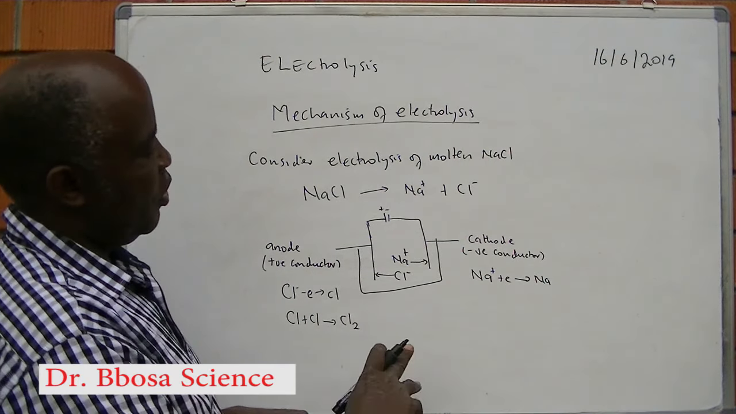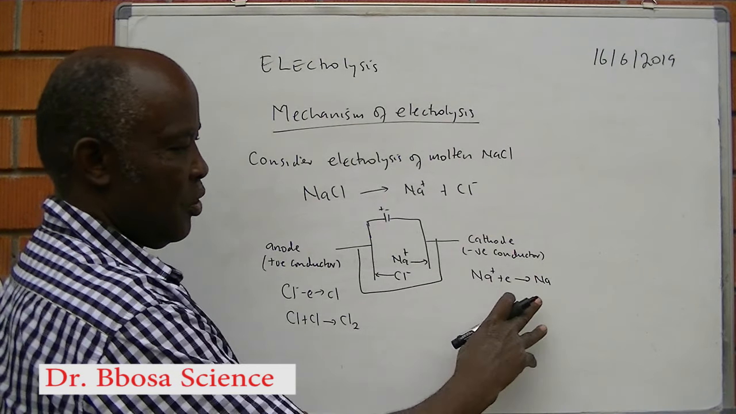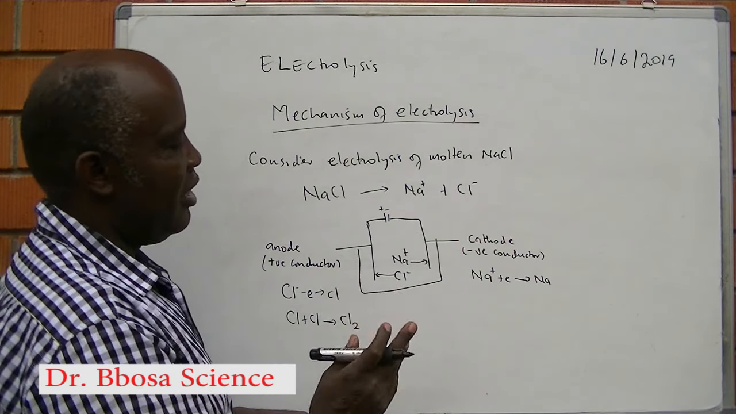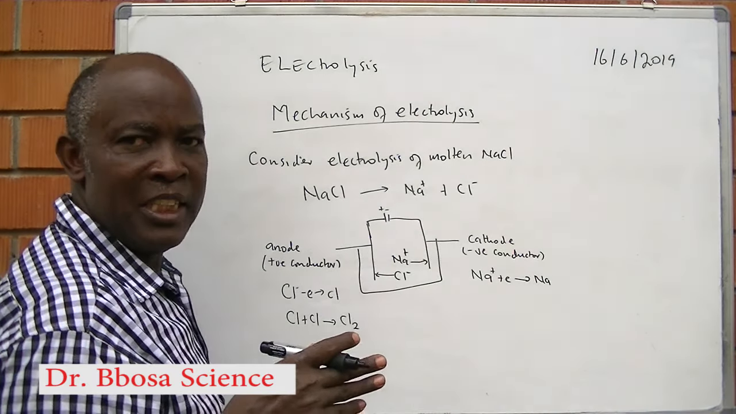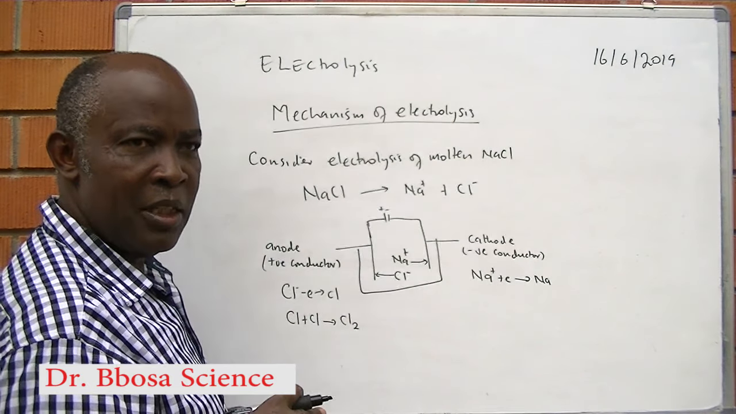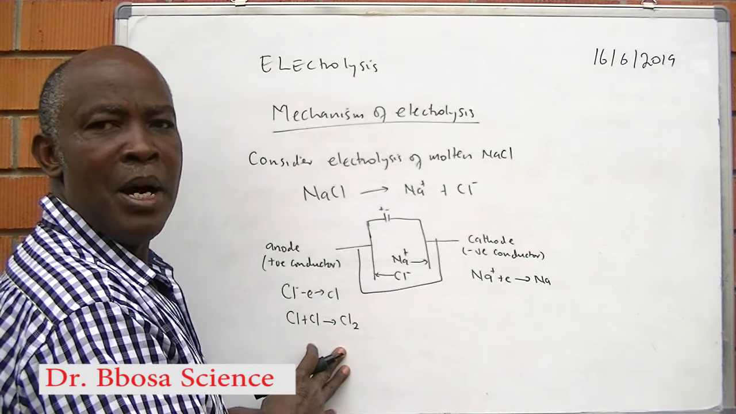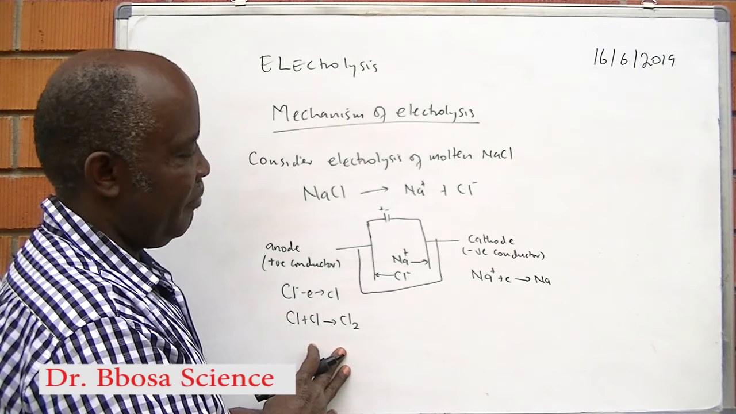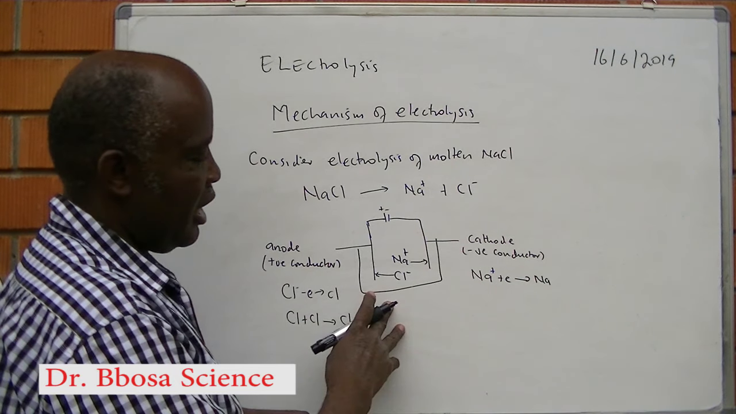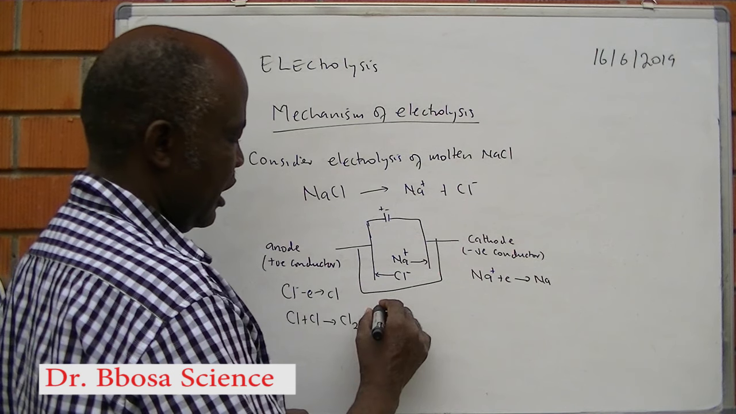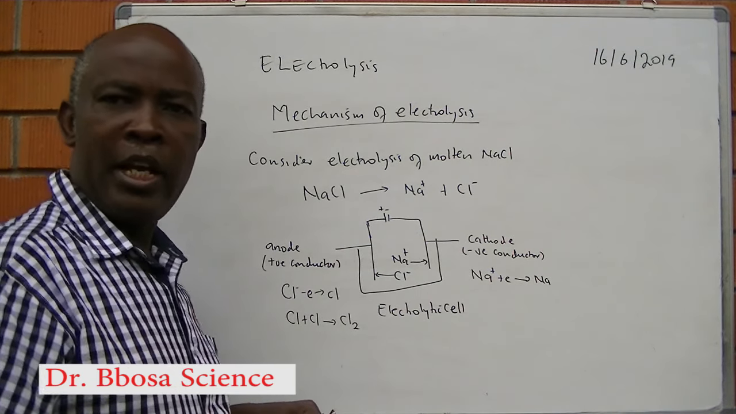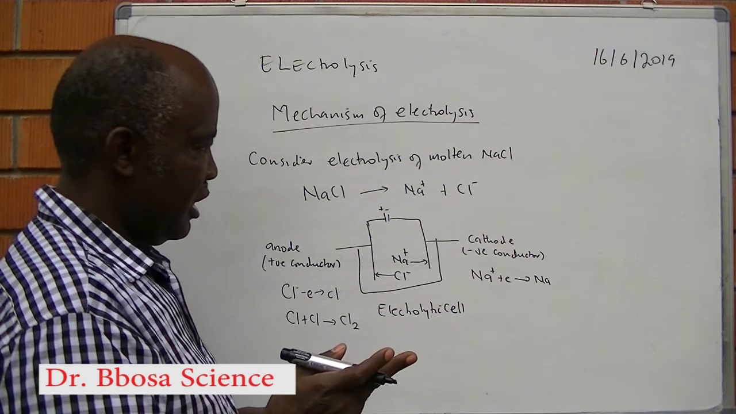In essence, sodium chloride has been decomposed into sodium, one of the elements which make sodium chloride, and chlorine, one of the elements which forms sodium chloride. So electrolysis has taken place. We said that electrolysis is the decomposition of an ionic compound into constituent elements by passage of an electric current. The apparatus where electrolysis is carried out is called an electrolytic cell.